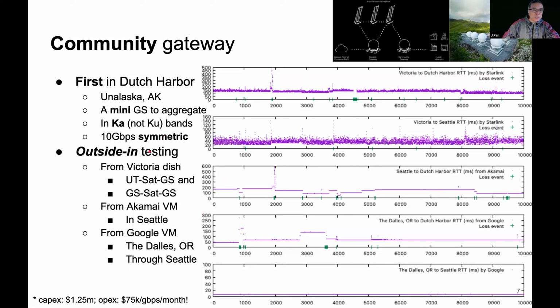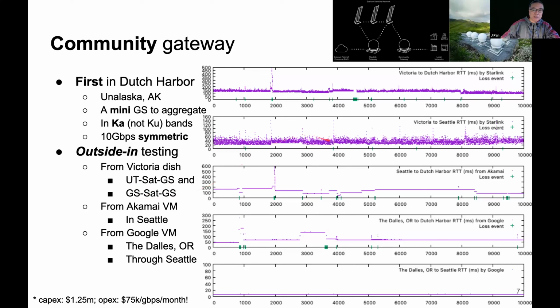For this case, we deploy something called outside measurement. It means we deploy a virtual machine outside the Starlink network, but we try to measure the performance over Starlink to reach a certain user behind the Starlink as well. So in this case, for example, we go from Victoria to Seattle and then from Seattle to Dutch Harbor. So we have two segments of space links. One is from Victoria to Seattle. The other one is from Seattle to Dutch Harbor.